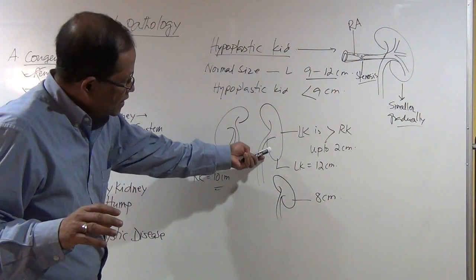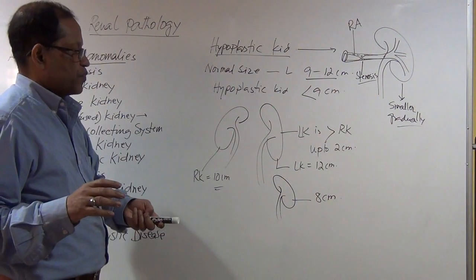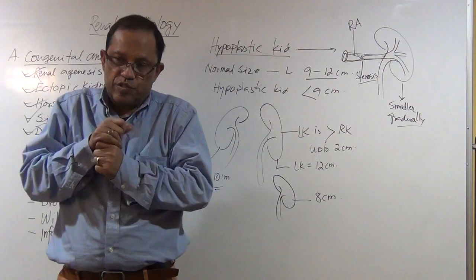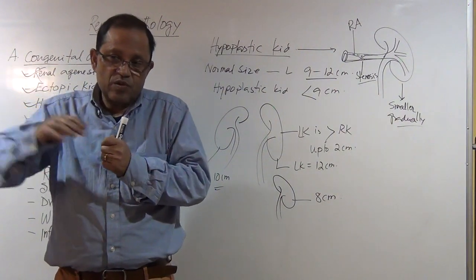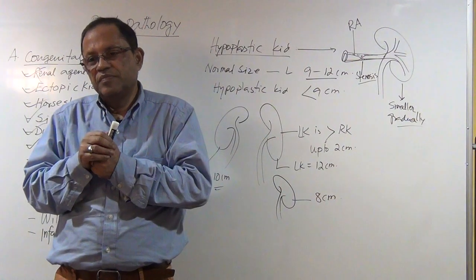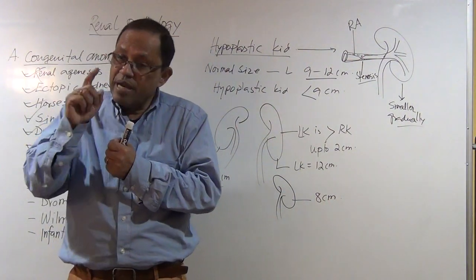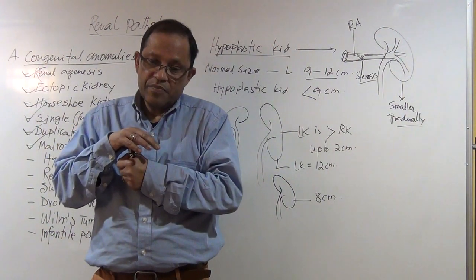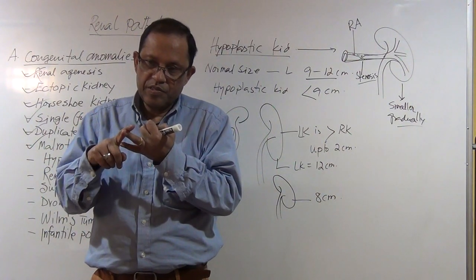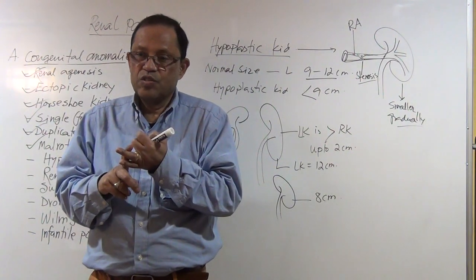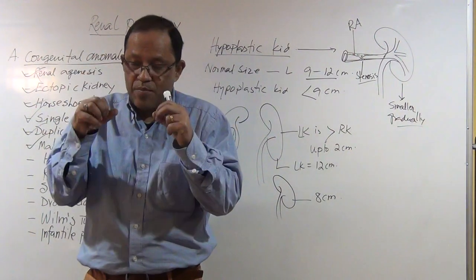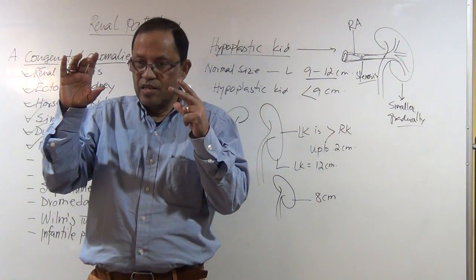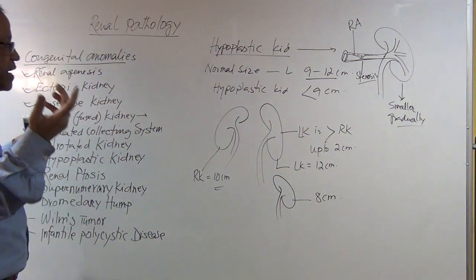So now, what are the causes of renal hypoplasia? If both renal arteries are stenosed, progressively getting stenosed, there's a blockage, or there is a medical renal disease. Medical renal disease, for example, high blood pressure, diabetes. So that can cause gradual damage or death of nephrons. As a result, the kidney size will be smaller, smaller, smaller, and hyperechoic.